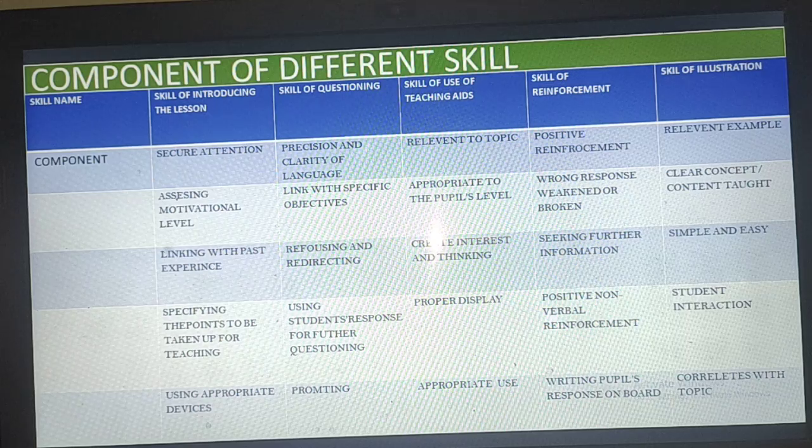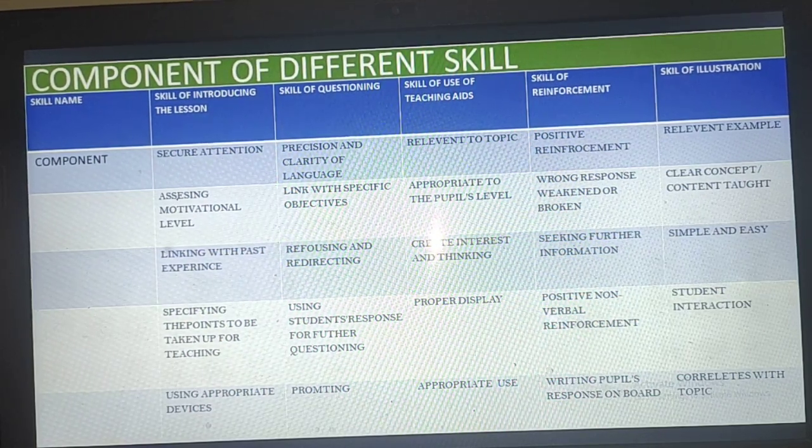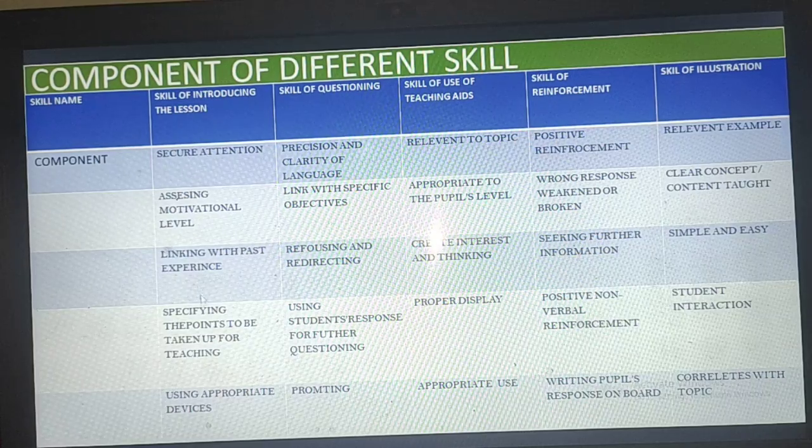Every skill has 5 components. Through these skills and components, we have to make a micro lesson plan.